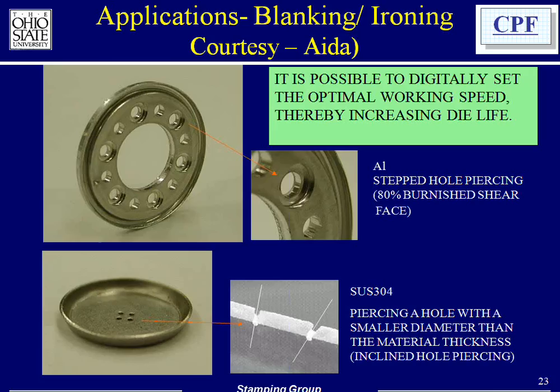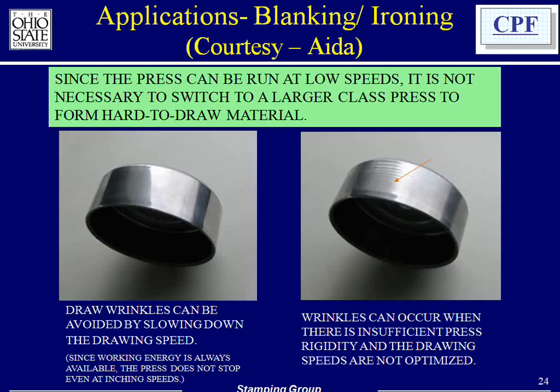Again, slide 23 shows another example. I don't have to say much about that. Again, adjusting the speed allows some ironing of the pierced hole, and you can obtain better quality holes by this technique. Slide 24 is another example. Again, by running it slowly, it is possible sometimes to draw slightly harder materials.